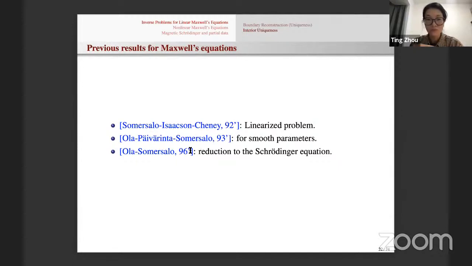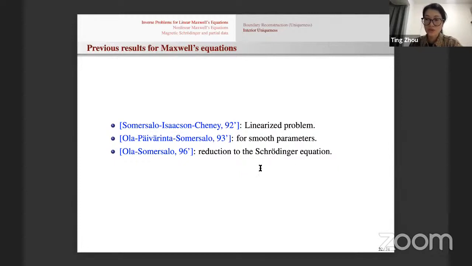For the linear equation, Ola, Päivärinta, and Somersalo solved the inverse problem for smooth parameters. It says C infinity, or maybe can be improved to C2. And this third paper by Ola and Somersalo in 1996 is closer to the scheme of the proof in the 87 paper by Sylvester and Uhlmann, where you have this natural reduction from the conductive equation to the Schrodinger equation. Here you can think of it as reducing the Maxwell's equation to the Schrodinger equation.